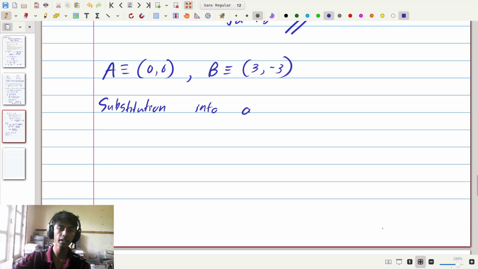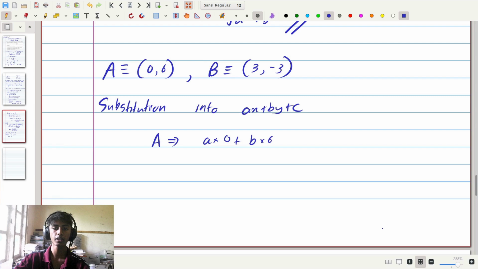into ax plus by plus c, for A we get a times x, which is 0, plus b times y, which is b times 6, plus c, where b is equal to 1 and c is equal to minus 2 as given in the question, and therefore we're going to get 1 times 0 plus 1 times 6 minus 2, which is going to be equal to 6 minus 2, which is 4. And therefore, from the point A, we get the value of 4 for ax plus by plus c.